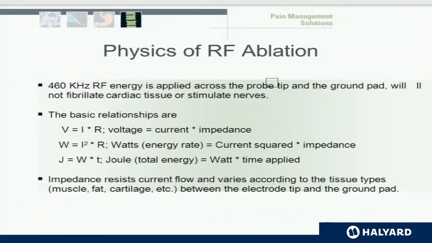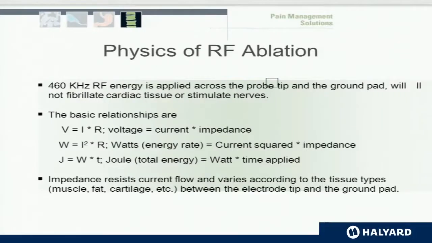This is getting into the really fun part. Basically, our signal is 460 kilohertz of radio frequency energy. The basic physics relationships are that volts equal the current times the resistance. Then the watts, the power, how much you're generating, is the current squared times the resistance inside the human body. Then joules is a measure of how much total energy, that's watts times time.